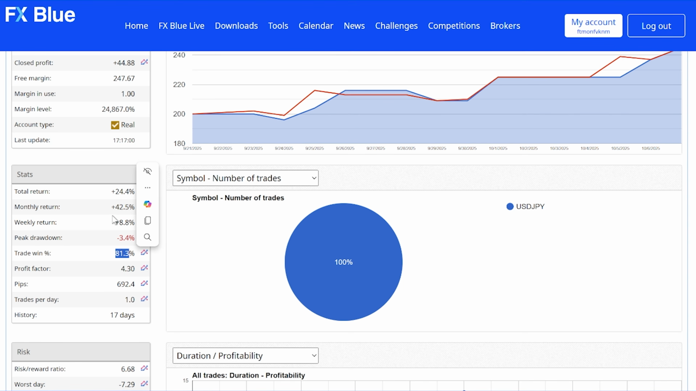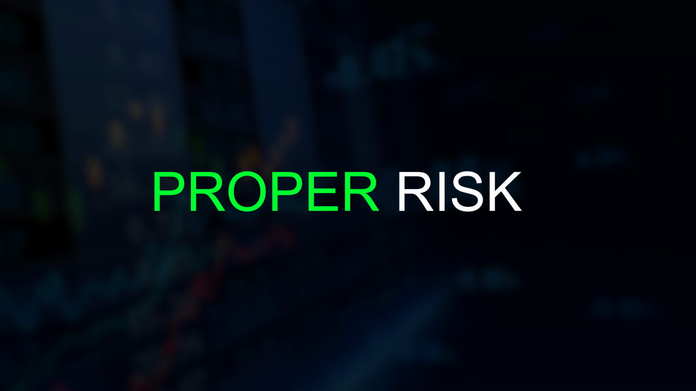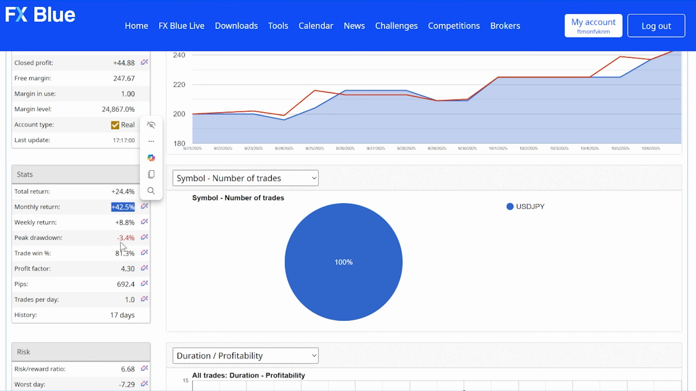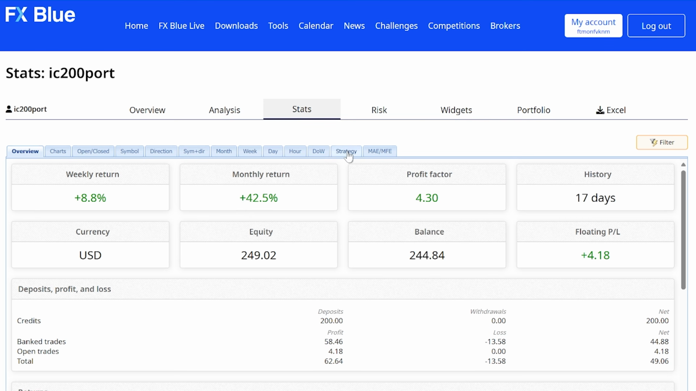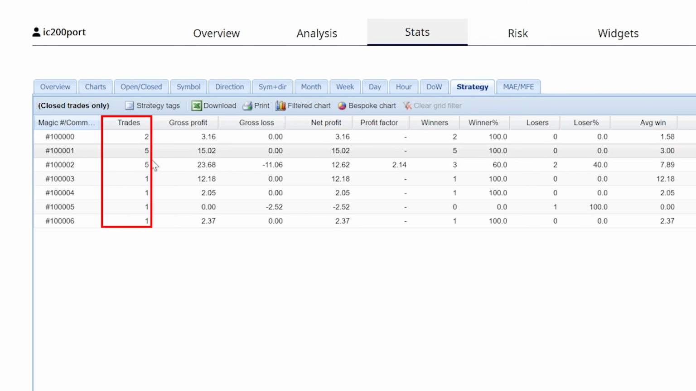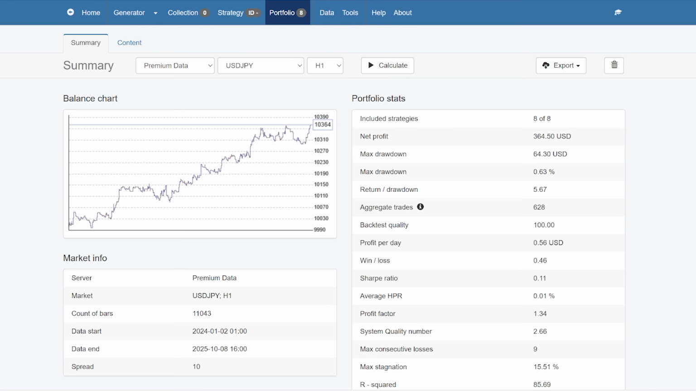It's actually made nearly 25% already, as we've just shown, which is anticipating a monthly return of 42%, which is pretty good, especially since I've set my risk appropriately to have certain expectations. I've not just put on a high lot size and hoped for the best, and we've got a pretty small peak drawdown in this case. It's only been trading 17 days. It's made about 16 trades. It's doing very well. I'll do a very quick recap.